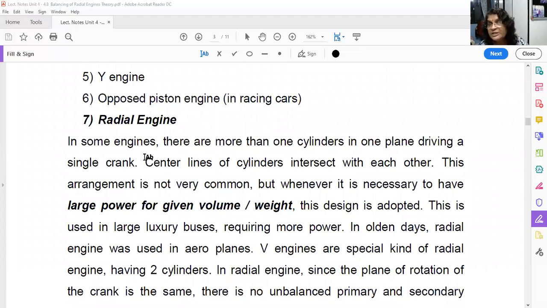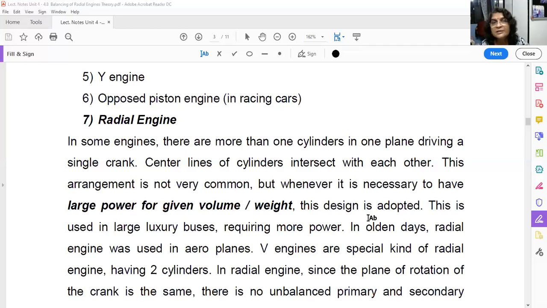In some engines, there are more than one cylinders in one plane, which are driven by a single crank. So though there are many cylinders, all are driven by a single crank, and the center lines of the cylinders intersect with each other. If you remember the rotary engine which you learned in theory of machines 1, this is nothing but a type of radial engine. This arrangement is not very common, but whenever it is necessary to have large power to given volume or weight ratio, then this design is adopted.